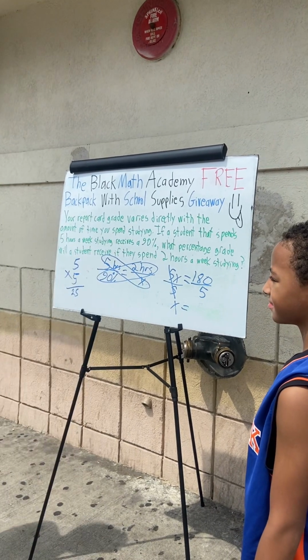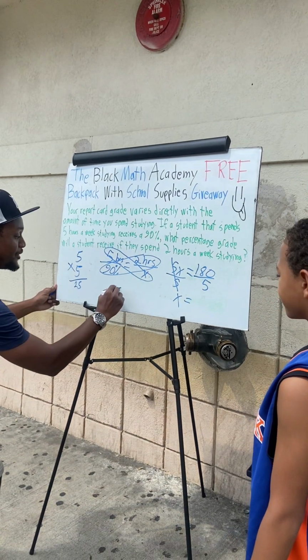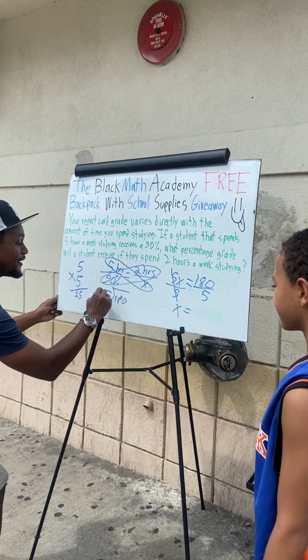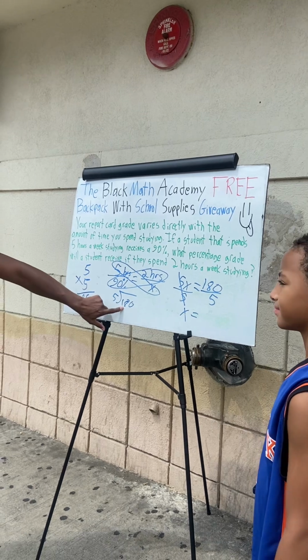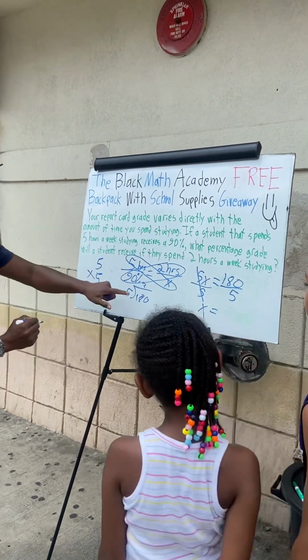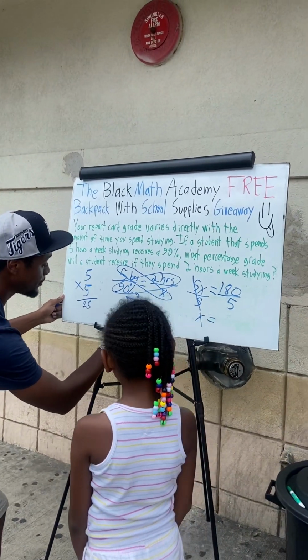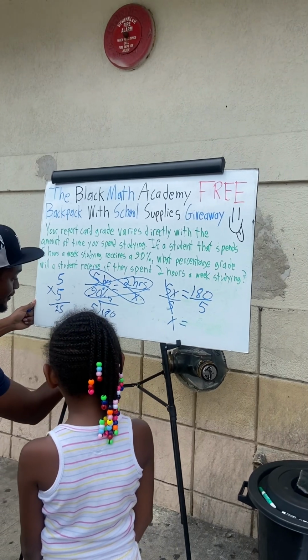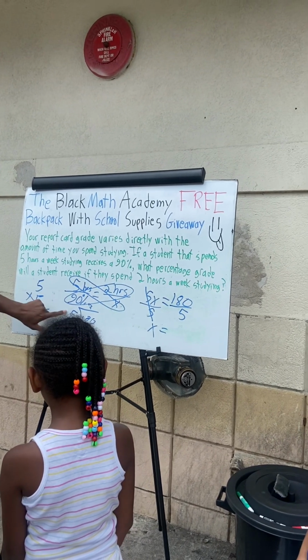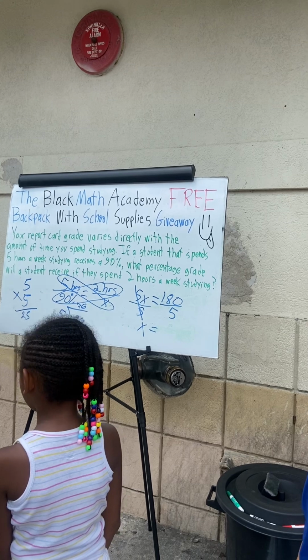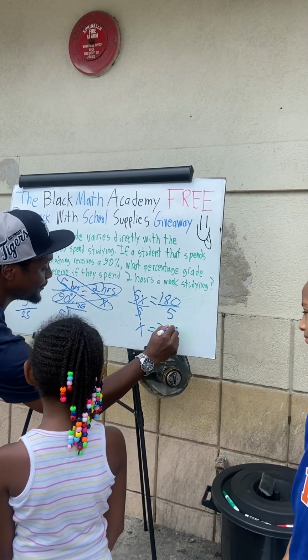Let's actually do the math. 180 divided by 5. How many times does 5 go into 18? 3 times, remainder 3. Drop the 0. How many times does 5 go into 30? 36 is the answer. That's your grade.